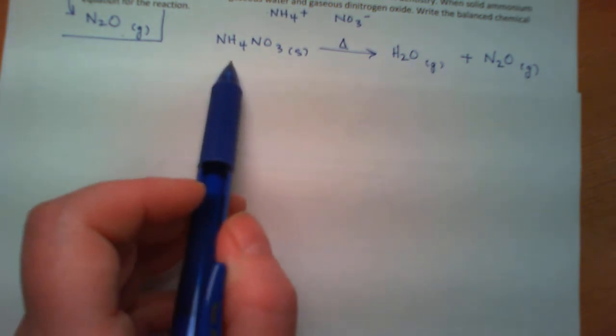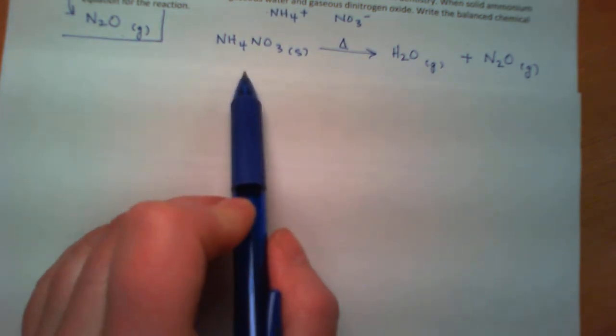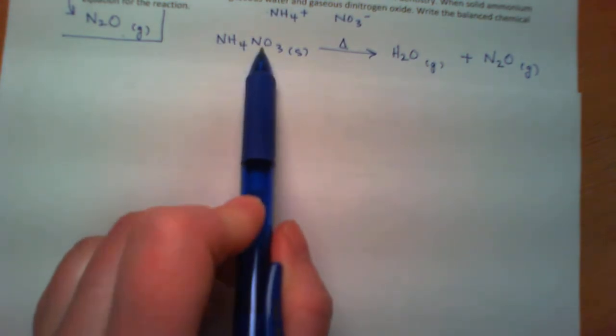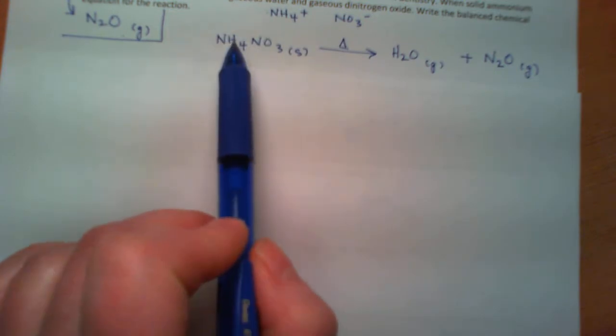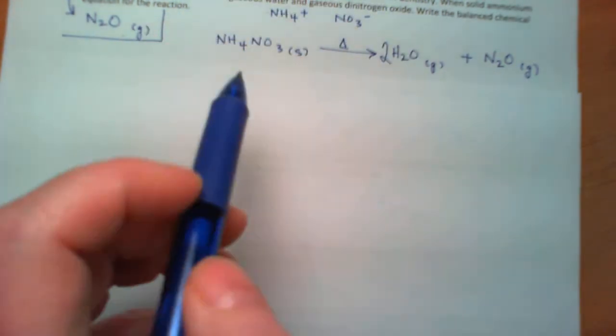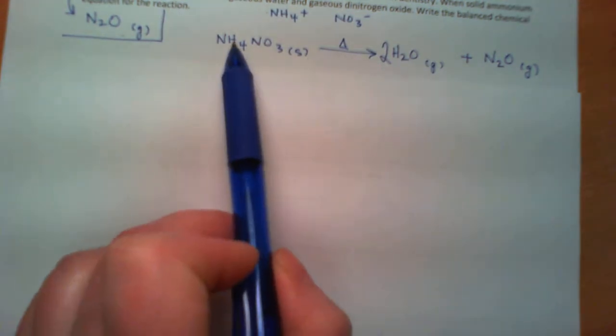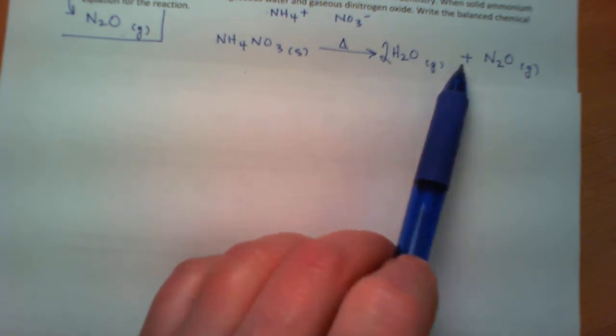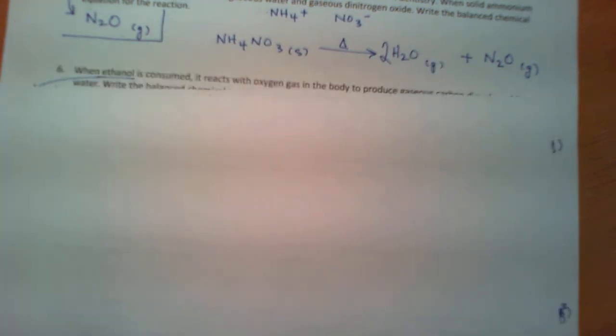So ammonium nitrate, is this balanced? Nope. 2 nitrogen, 2 nitrogen, 4H, 2H. Now I have 4H, and I have 2 oxygen plus 1 is 3, and that's 3. Perfect.